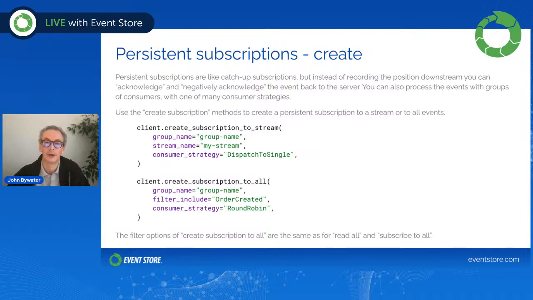The next topic is persistent subscriptions, which are a bit like catch-up subscriptions, but the position of your processing is then managed by the server rather than being managed downstream, which is an important difference. The benefit of acknowledging or negatively acknowledging the event back to the server is that it allows you to process the events with groups of consumers.